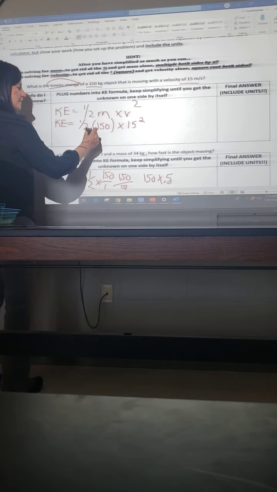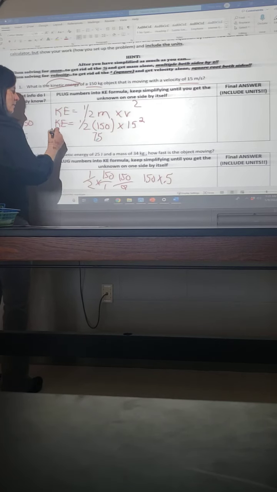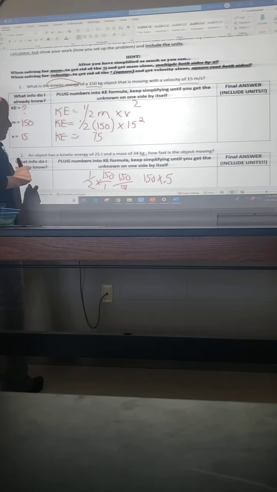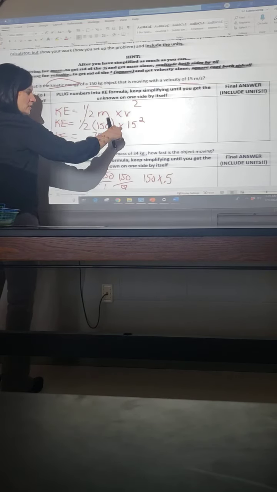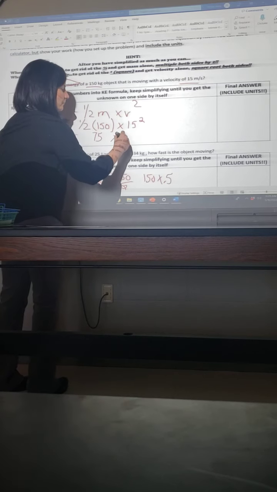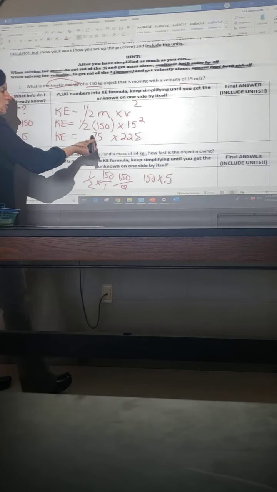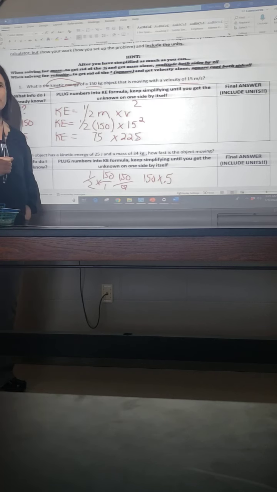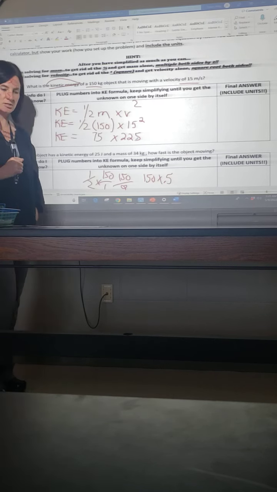Good. So I'm going to put that simplified answer here. I'm going to keep bringing things down. KE comes down, my equal comes down, my 75 comes down, my multiplication sign comes down, and then what is 15 times 15, or 15 squared? Okay. So, one final step. What is 75 times 225? What did you get, Stewie?